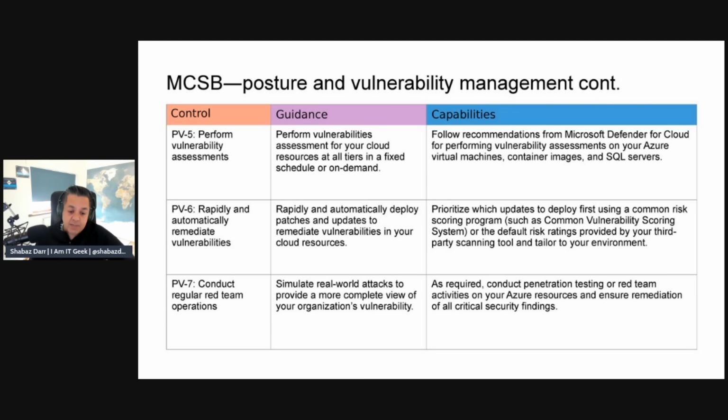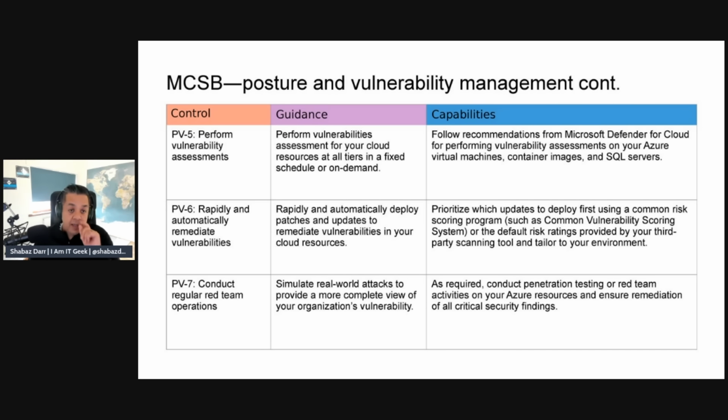PV6 is rapidly and automatically remediating vulnerabilities. From a security principle perspective, rapidly and automatically deploy patches to remediate vulnerabilities in your cloud resources. You can use an appropriate risk-based approach to prioritize the remediation of vulnerabilities. For example, more severe vulnerabilities in a higher value asset should be addressed as a high priority.